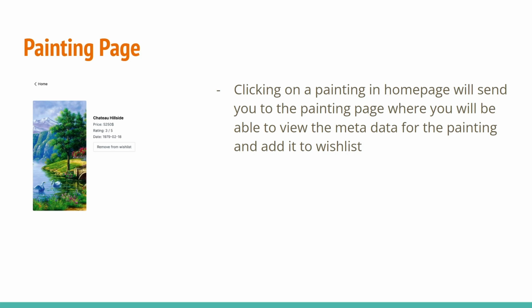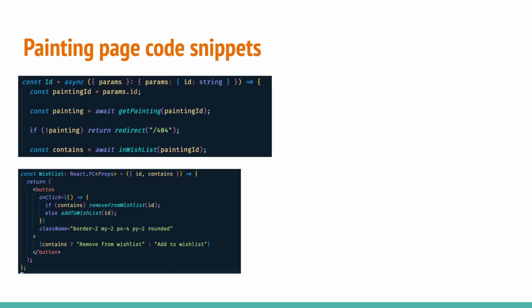In the painting code snippet, I use the dynamic route over here. Basically, I get the painting ID from the route, and if the painting ID doesn't exist in the DB, I redirect you to 404. If it does, then I take you to the painting page where you can see all the metadata. And down here, I also did something like if the ID already exists in the logged in user's wishlist, then I give them the option to remove it from there, or if it doesn't exist, then I give them an option to add it in there.